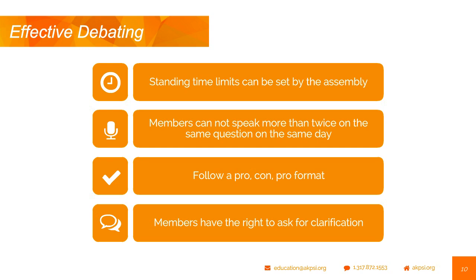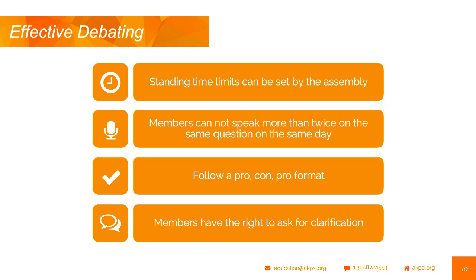And the warden will keep time, and the time limit must be respected. So once the time limit has been implemented, it must be respected. During the debate, if the topic needs more time to be fully discussed, a member may move to extend the limit of debate, which is another motion, and that motion takes a 2/3 vote without debate.